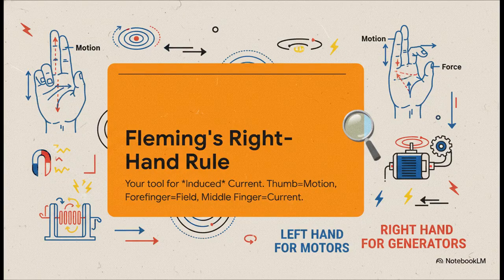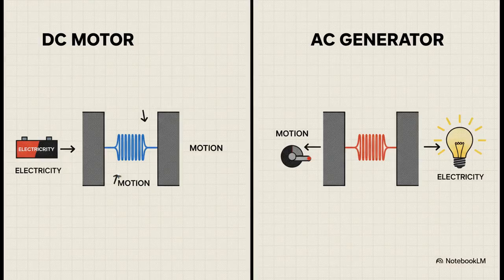And you guessed it, there's a hand rule for this too, but this time you have to switch hands. Drop the left, pick up your right hand. The trick to remember is right hand for generators. The setup is exactly the same. Your thumb is the motion you're applying, your forefinger is the magnetic field, and your middle finger now shows you the direction of the induced current. You have to know the difference. Left for motors, right for generators. It's a guaranteed question.